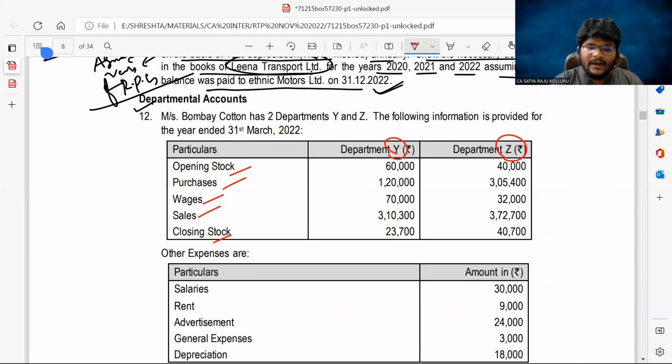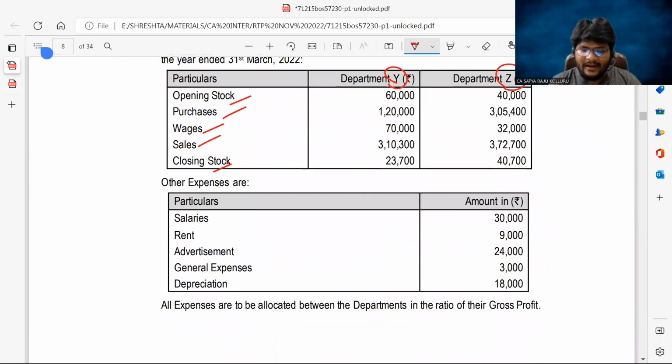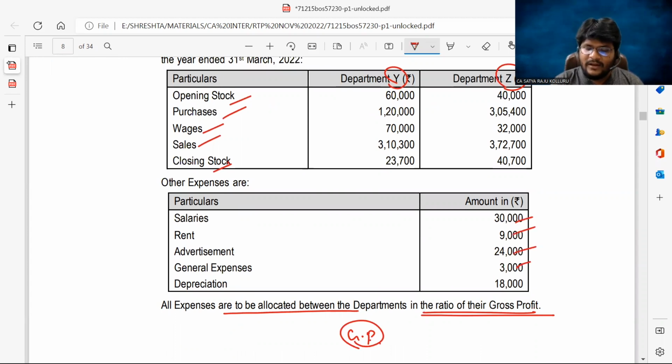We can easily prepare the trading account with this information. Other expenses are given; all expenses are to be allocated between the departments in the ratio of their gross profit. Okay, that means we need to calculate the GP. Then based on the GP ratio, salaries, rent, advertisement, general expenses, depreciation, we can simply apportion.